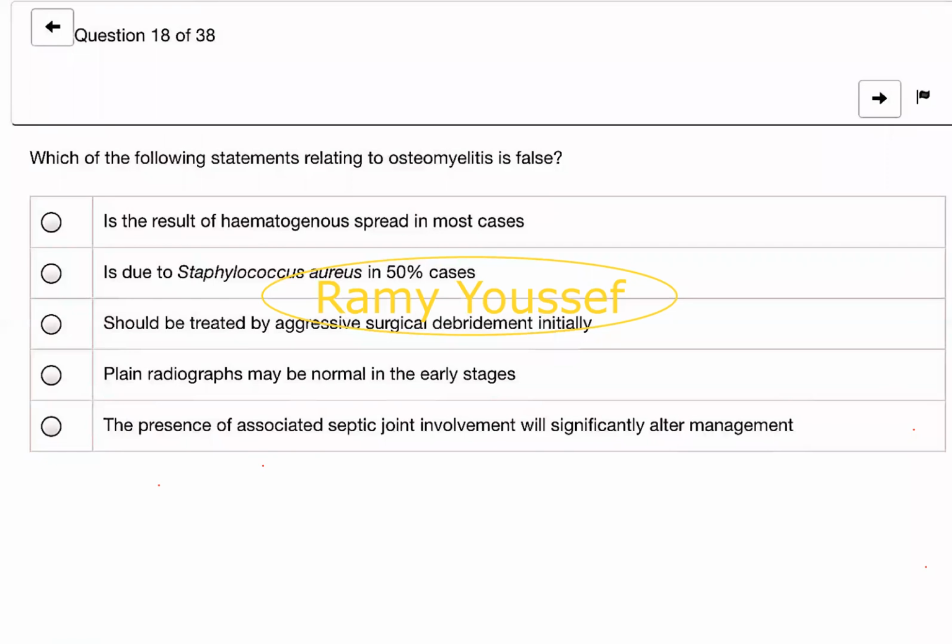The route of infection in pediatrics and young adults is hematogenous, but in older age it is mostly exogenous infection. In the early stages, whatever the problem, you have to start with an aggressive course of antibiotics, and if there is no improvement within 48 hours, you have to go for surgical drainage.